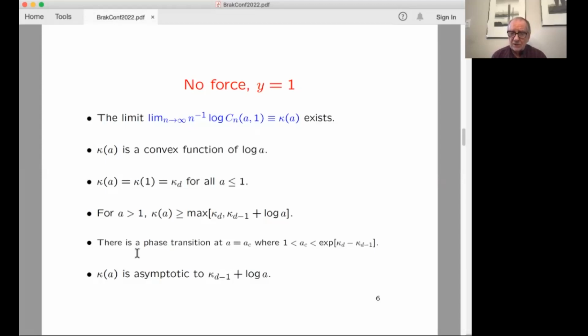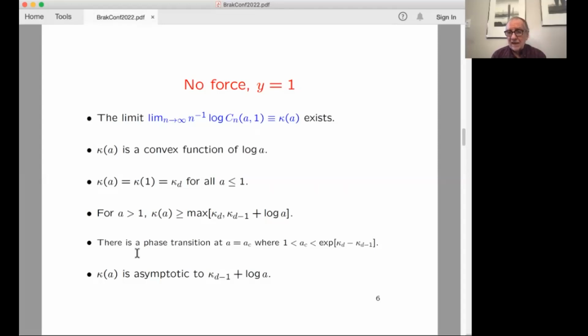So we've got a free energy which is constant for A less than or equal to 1, and eventually it stops being constant because it's bounded below by the maximum of kappa D and kappa D minus 1 plus log A. So there must be a phase transition. The free energy must be non-analytic at some point, A equals AC, and 1 is less than AC is less than the exponential of kappa D minus 1. What I've told you, in fact, proves that, but with the strict inequalities replaced by less than or equal to. To turn them from less than or equal to into less than is quite a lot of work, but anyway, it can be done.